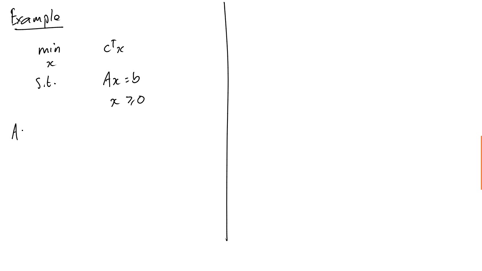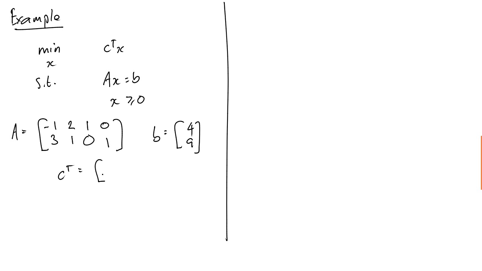Okay, so for our example, we're going to have a 2 by 4 A, which is negative 1, 3, 1, 0, 1, 2, 0, 1. We'll have B equals 4, 9, and C transpose is equal to negative 1, negative 2, 0, 0. Looking at our matrices here, you can see that matrix A looks very much like an inequality form LP that has had a couple of slack variables applied to it. It's got that giveaway identity matrix tucked in at the end there.